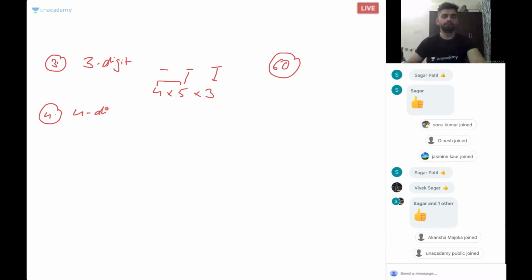4-digit odd numbers. The unit digit has to be filled in 3 ways with either 1, 3, or 5. This will be the rest 5 numbers. This will be 4. This will be 3. This is 9 for the 36, into 5 is 180.